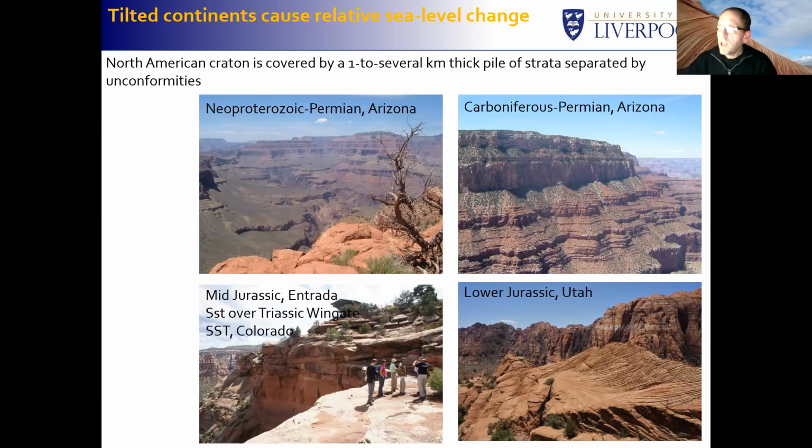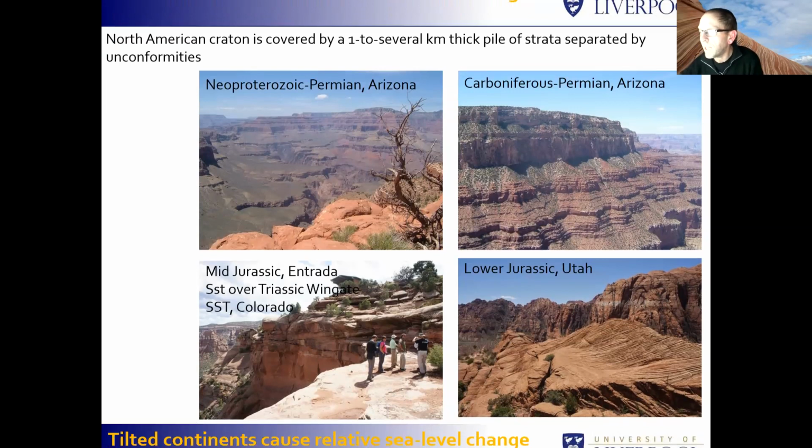Okay, so for a long time, people were saying, oh, it's just global sea level going up and down. But there's another observation that you can make, and that is that a lot of these rocks are tilted. So it can't just be global sea level going up and down, because that doesn't tilt rocks. So there's something else happening here.